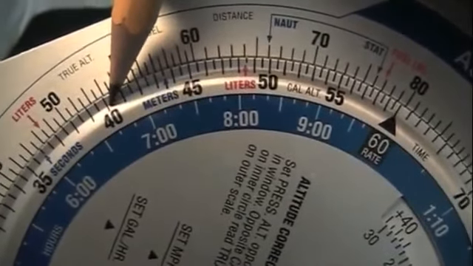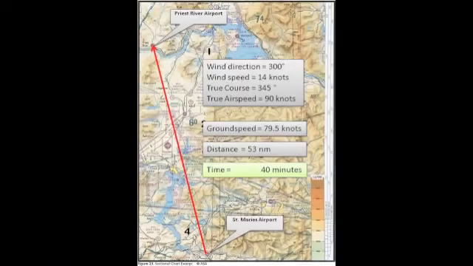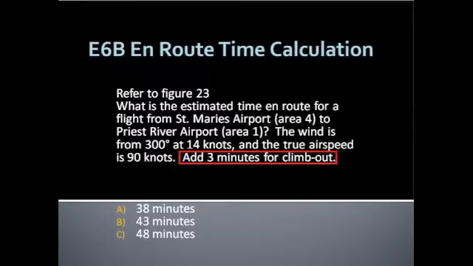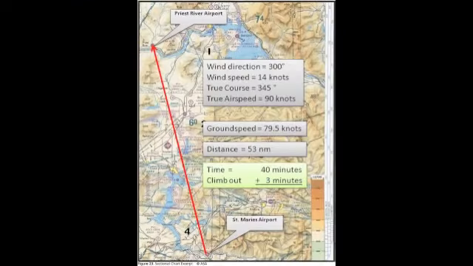One more step and we can arrive at our final solution. Remember the additional time for climb out mentioned in the original question? Add that to your 40 minutes en route to arrive at a final solution of 43 minutes.